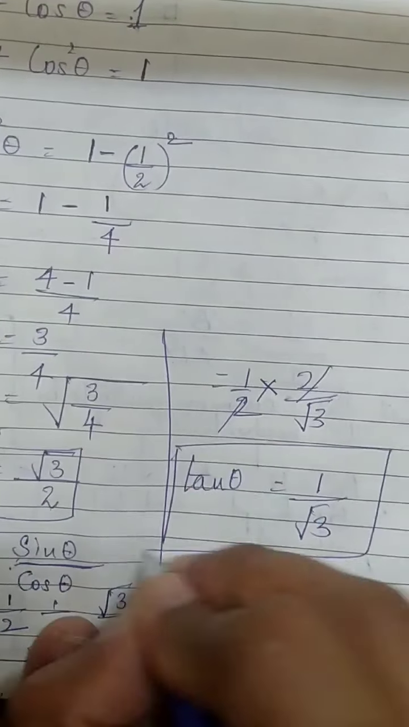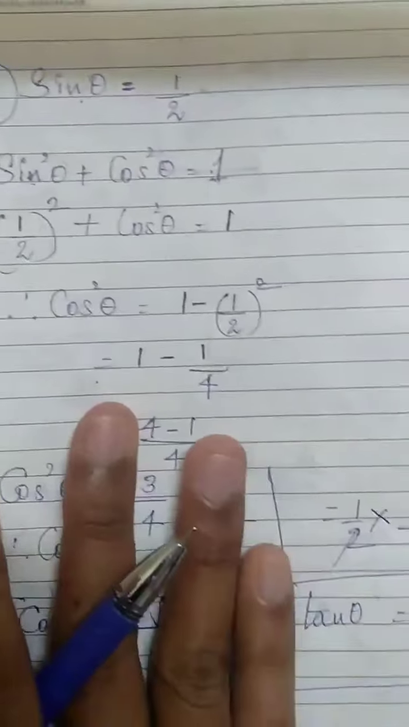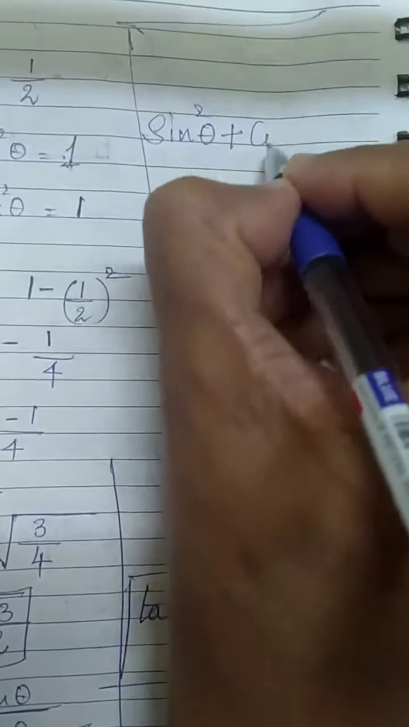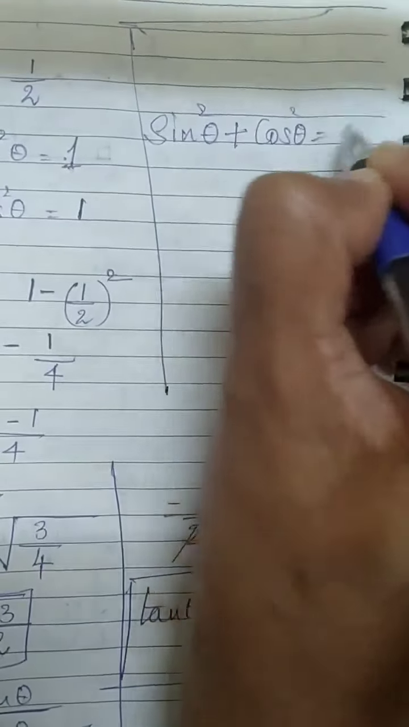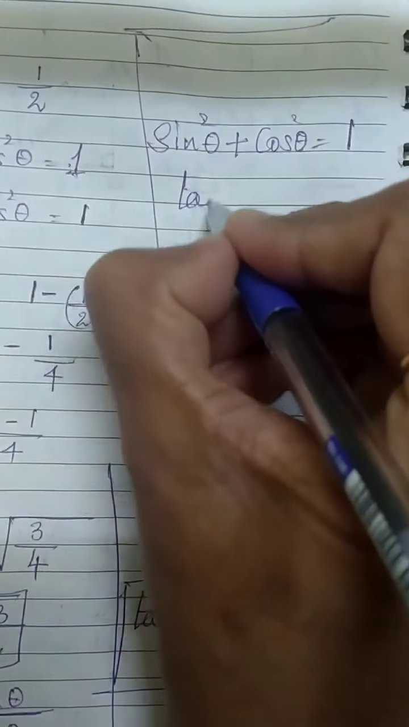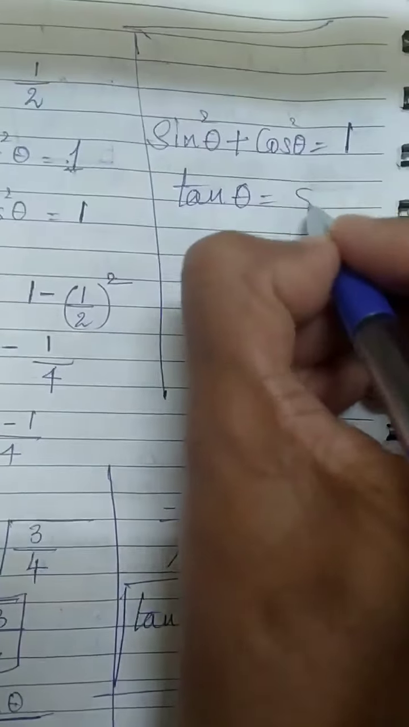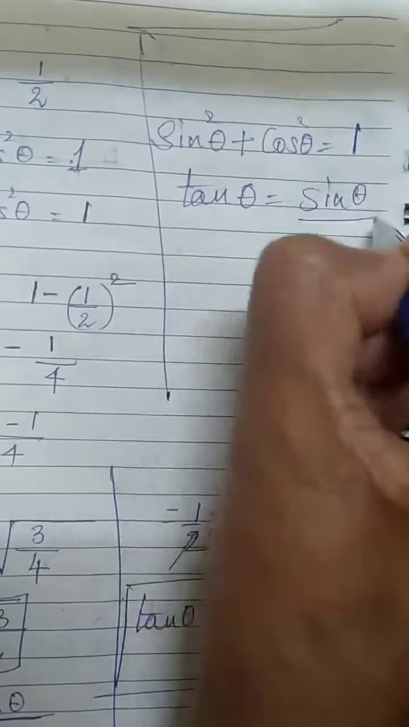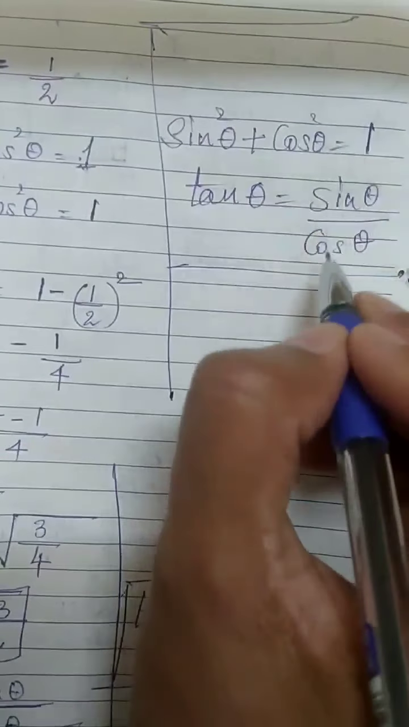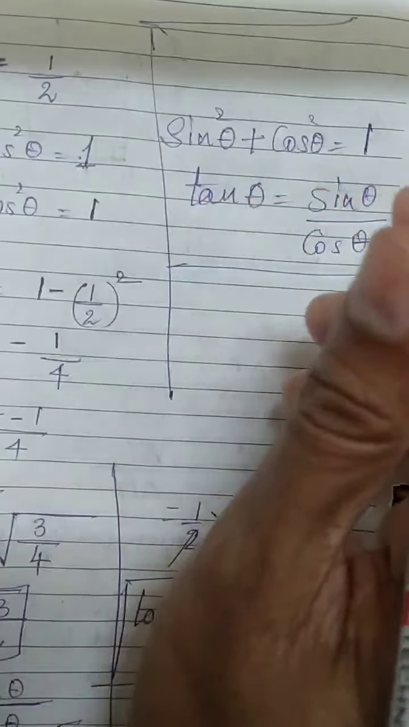Solving the sum by the second method, you have to remember two formulas: sin square theta plus cos square theta is equal to 1, and tan theta is sin theta upon cos theta. These two formulas you have to remember.